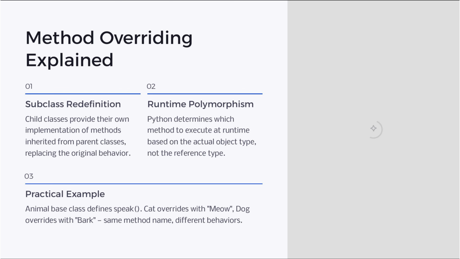Method overriding allows subclasses to redefine inherited methods, replacing original behavior. This enables runtime polymorphism, where Python executes methods based on the object's actual type, not its reference. For instance, an animal class's speak method is overridden by cat and dog classes, producing meow and bark respectively, demonstrating varied behaviors with the same method name.